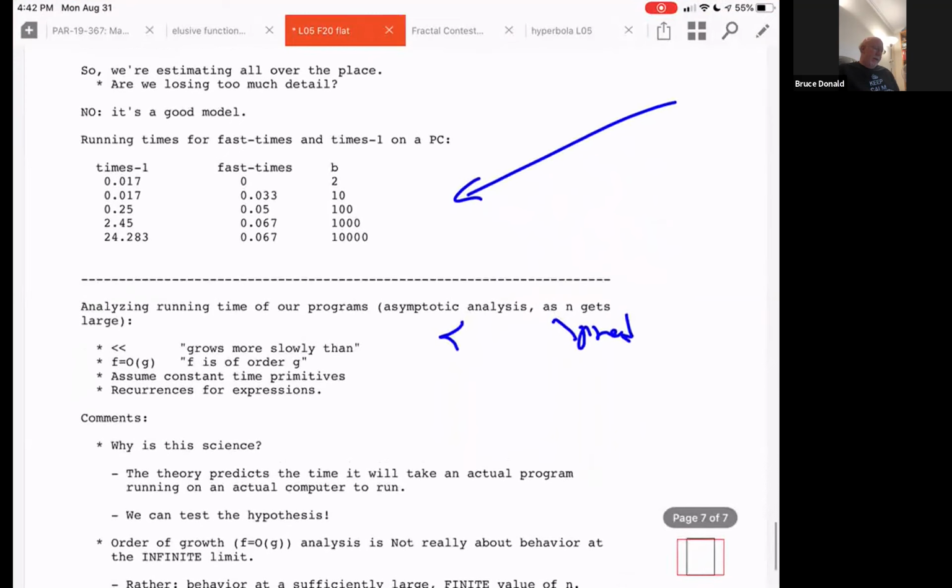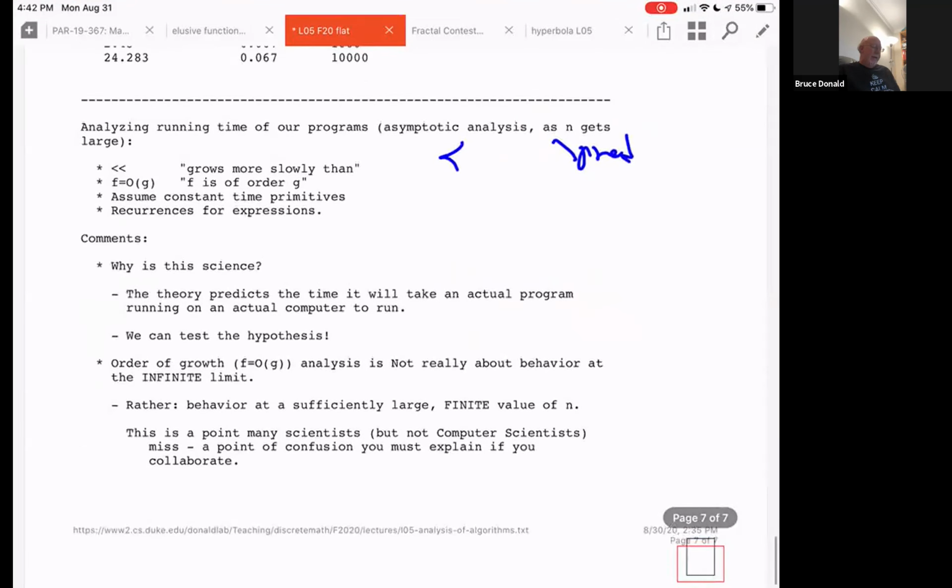So basically, a key thing to remember here is that asymptotic analysis, or order of growth, is not really about behavior at the infinite limit. It's behavior at an achievable large finite n. So it's behavior at a sufficiently large finite value of n. This is something the other sciences don't get. And I've had papers rejected initially at Nature and Science, places where scientists publish, because they said, oh, I'm not interested in asymptotics when things go to infinity, because all proteins are finite size, for example.